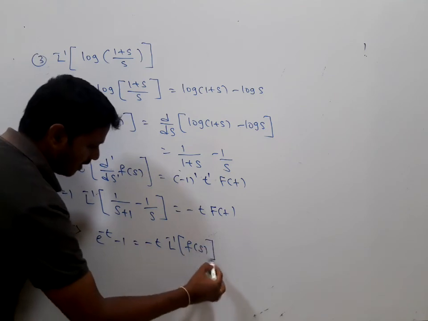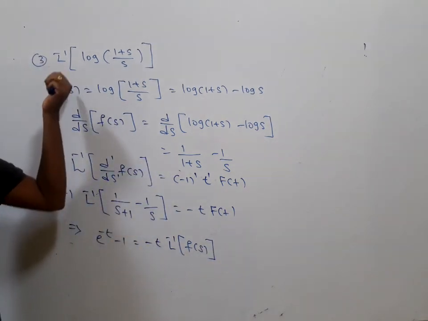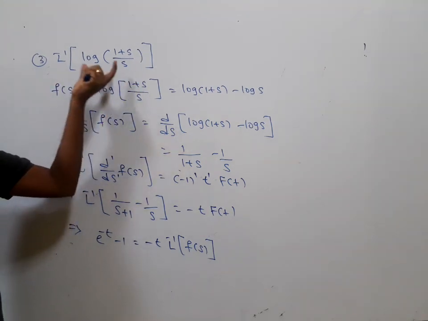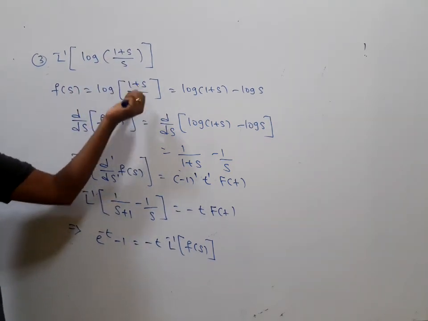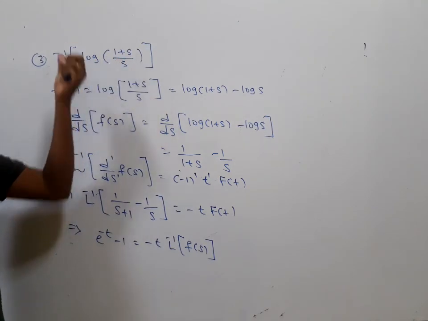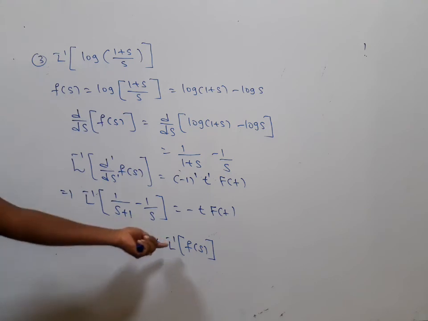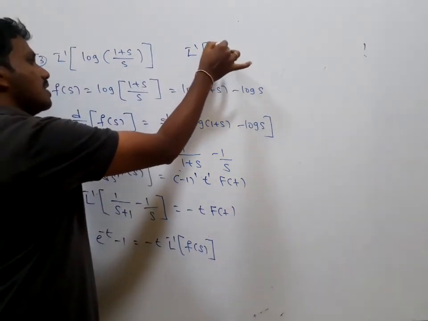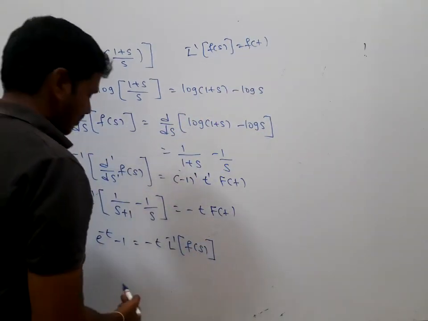See here, what is the trick being applied? Our objective: when I take f of s equal to log of 1 plus s divided by s, we need to find L inverse of log of 1 plus s divided by s. That is not possible; there is no fundamental formula for the inverse Laplace transformation of it. So here it is f of t, since L of f of t is f bar of s, so f of t is replaced by L inverse of f bar of s.